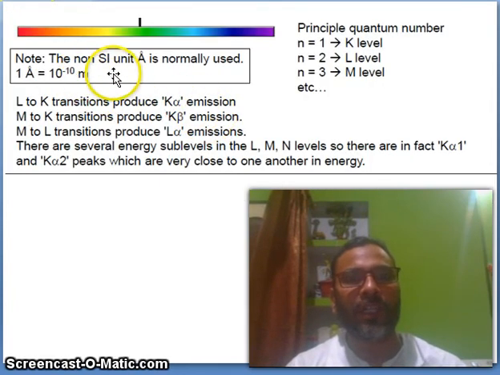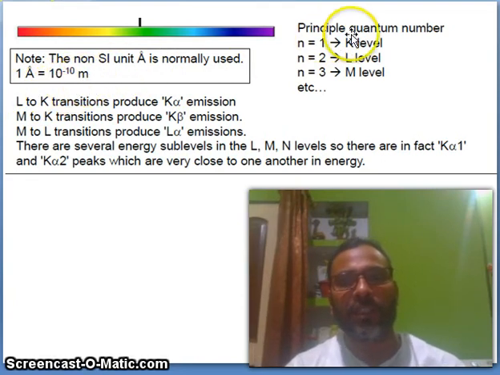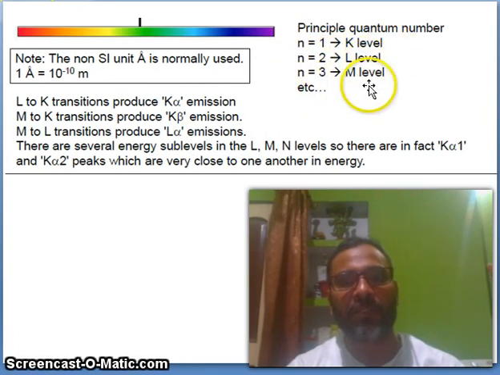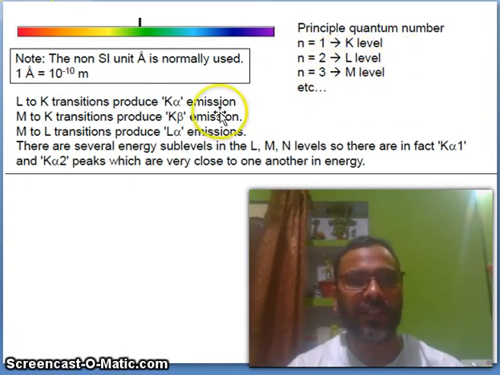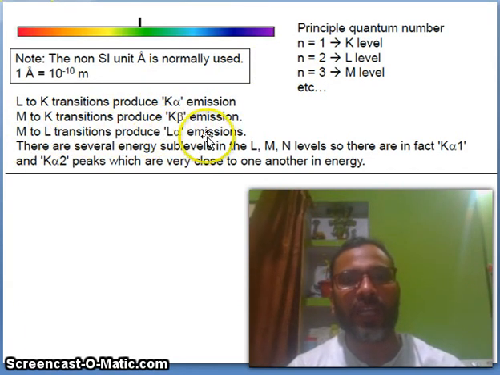Note the non-SI unit, angstrom, is normally used. 1 angstrom is equal to 10⁻¹⁰ meter. You know the principal quantum number: n is equal to 1, K level; n is equal to 2, L level; n is equal to 3, M level. This is the basic chemistry. L to K transition produces K alpha emissions. M to K transition, K beta emissions. And M to L transitions, L alpha emissions.